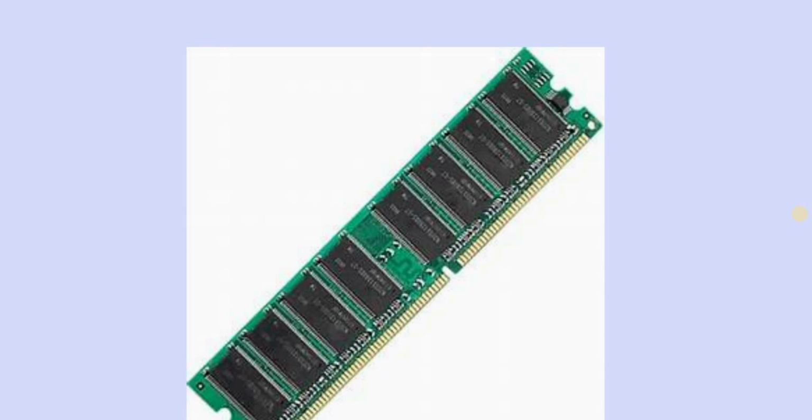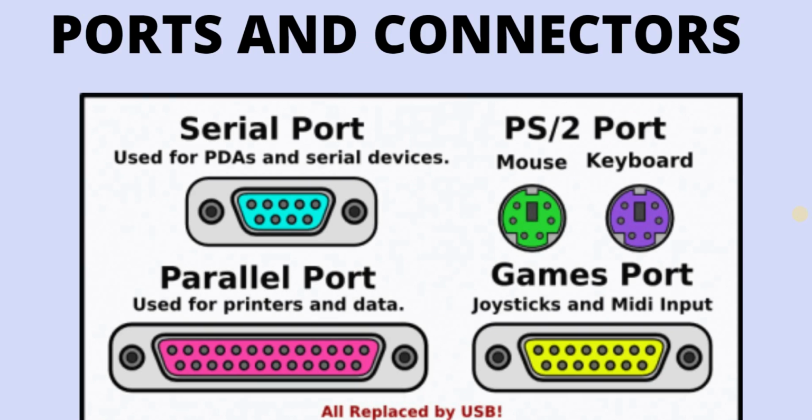Now let's learn about ports and connectors. Peripherals are the devices that you attach to a computer from outside. The back of your desktop PC shows different ports and connectors to attach different peripherals. Ports are the connecting points where peripheral devices connect with the motherboard.